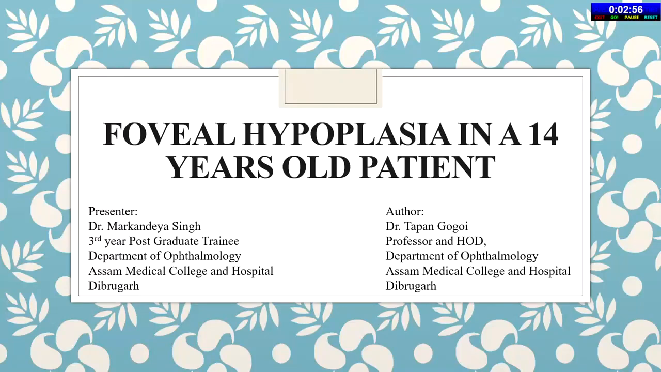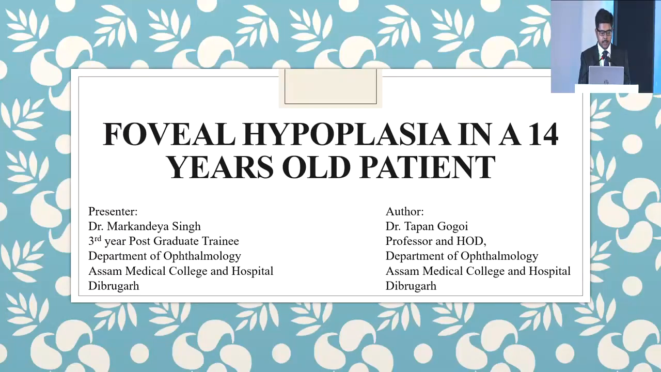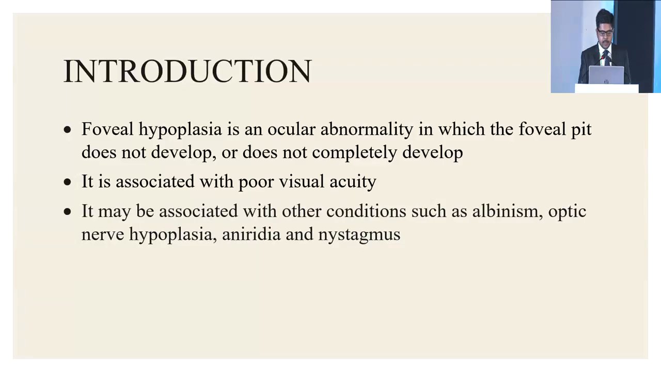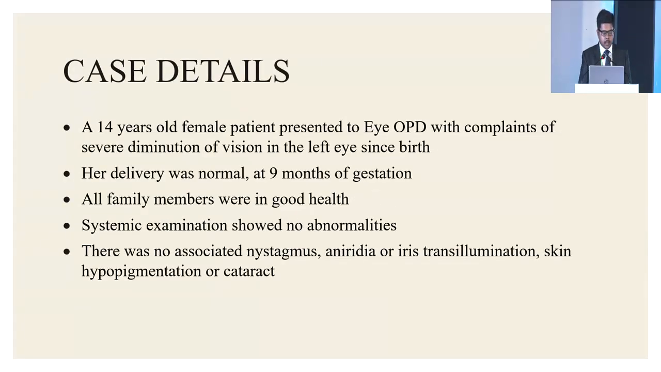Very good afternoon to all assembled here. I am Dr. Markandeya Singh. I will be presenting a case of foveal hypoplasia in a 14-year-old patient. Foveal hypoplasia is an ocular abnormality in which the foveal pit does not develop or does not develop completely. It is associated with poor visual acuity, and it may be associated with other conditions such as albinism, optic nerve hypoplasia, aniridia, and nystagmus.